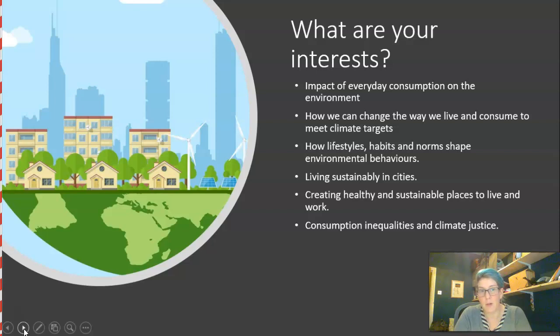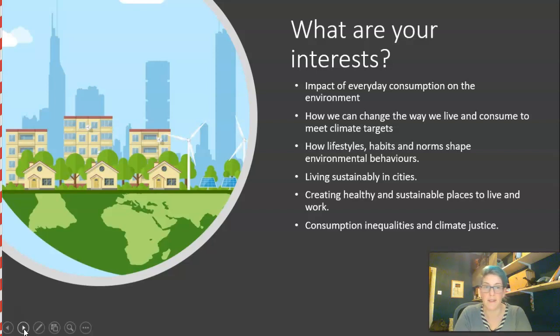Lifestyle habits, norms, so the kind of settled patterns of consumption behaviours, the things that we take for granted as being completely normal and therefore quite difficult to change. That might be something that interests you. You could be broadly interested in the issue of living sustainably in cities, which is, as we know, where most people live, and even more people are going to live in the future. So how do we make cities more sustainable places to live? How do we create healthy and sustainable places to live and work?